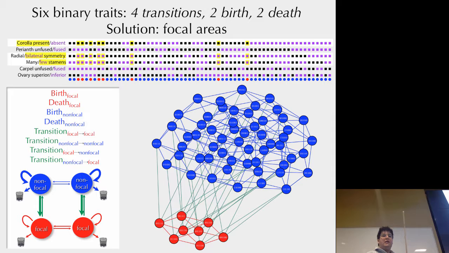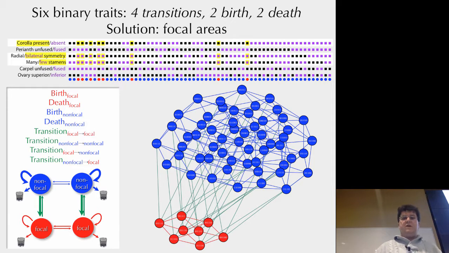Okay. And now my model is a lot simpler. Now I have a birth rate in my focal state, a death rate in my focal state, birth and death in non-focal, and then transitions within focal or between each. Okay. And then I can think of various ways to restrict these even further. So now I have, for this particular focal area, a much more workable model.